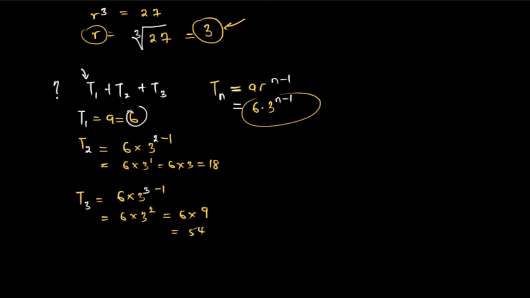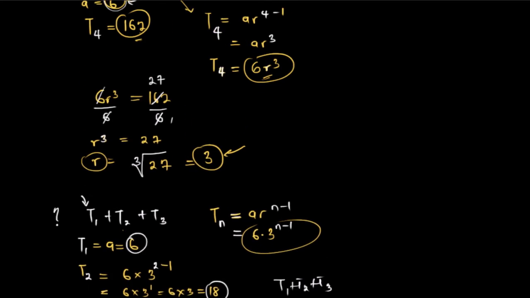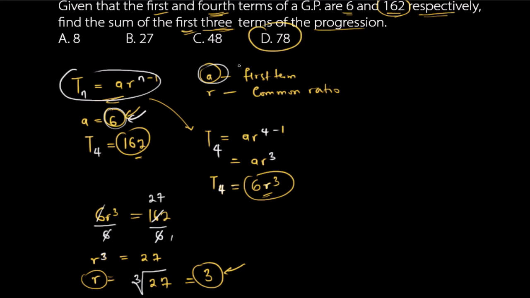So now I know my T1, T2 and T3, and the question says find T1 plus T2 plus T3. T1 is 6, plus T2, that is 18, plus T3, which is 54. And 6 plus 18 plus 54 gives you 78. So this is the solution of the problem, 78.